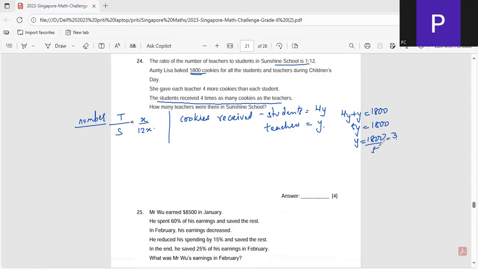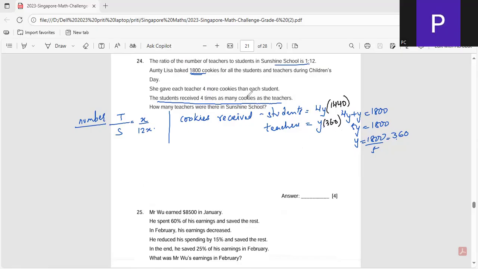So 5 3s are 15, so 360. That means the total number of cookies received by the teachers is 360 and the total number of cookies received by the students is 1,440. Correct?